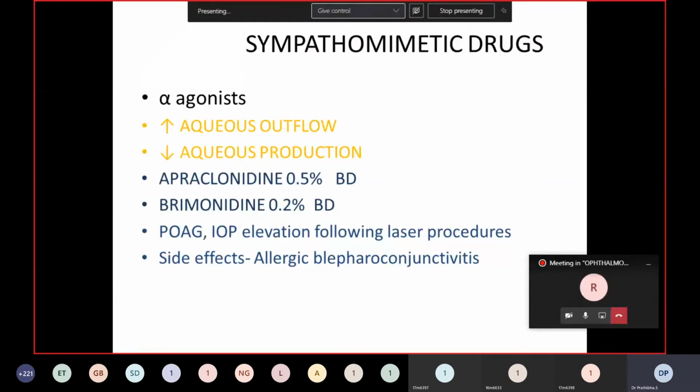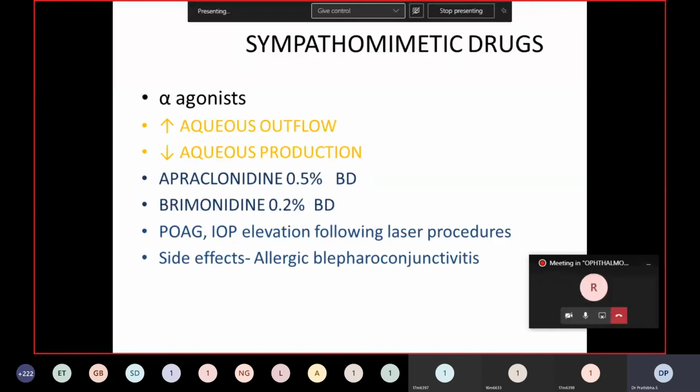Then comes the sympathomimetic drugs, that is alpha agonists. This has a dual action: it increases the aqueous outflow and also decreases the aqueous production. But the IOP reduction is not that much compared to prostaglandin analogs and beta blockers. That's why it is not used as a first line drug, but a few of these drugs have a neuroprotective action also. So it is a better drug for combination therapy.